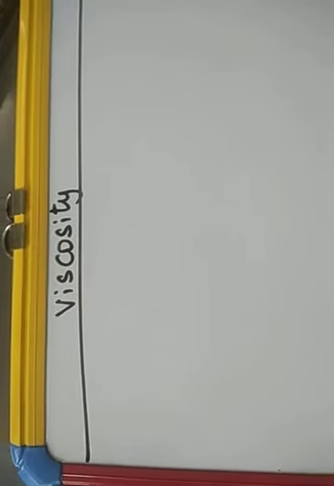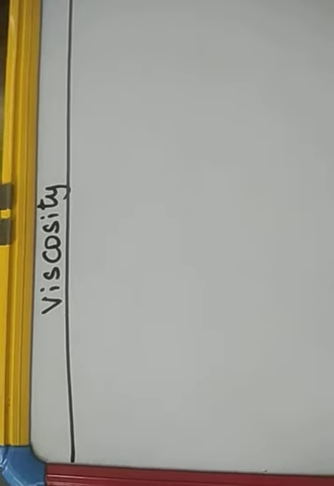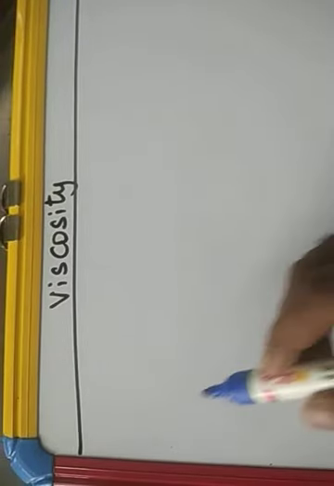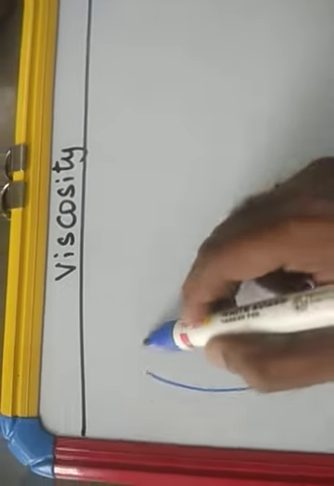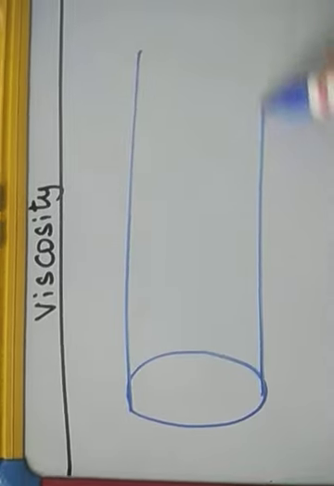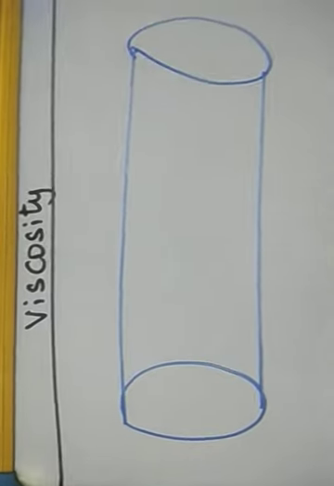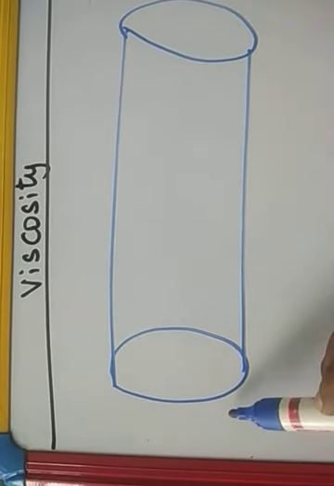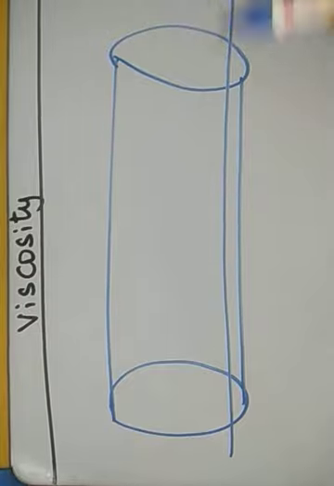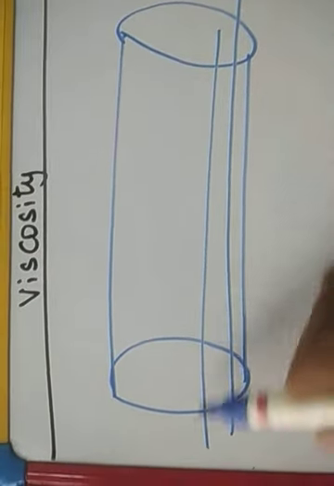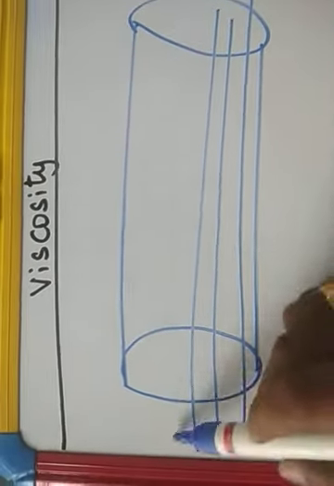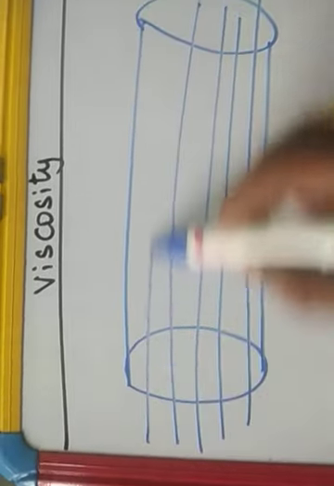Viscosity. So what is the viscosity of a liquid or any fluid? Very simple, students. Let us consider a small pipe which is kept horizontally. We assume that the liquids are going layer by layer, so the liquid is flowing from one end to another end.